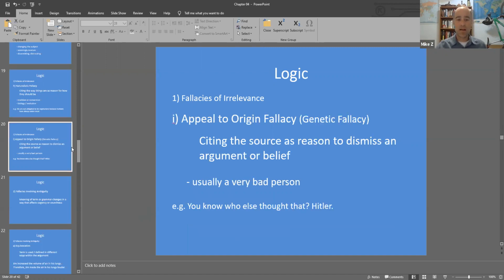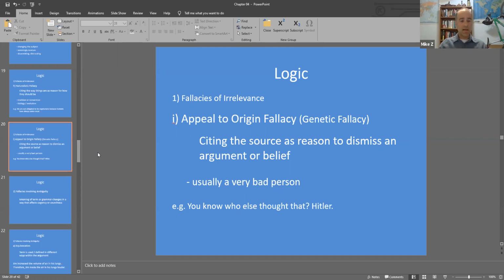So here's another one. This is the last one I'll do for this little presentation. The appeal to origin fallacy, sometimes called the genetic fallacy. And when they call it the genetic fallacy, that doesn't mean it has anything to do with DNA. It's just like, what's the genesis? What's the origin of this idea? So it's citing the source of an idea or an argument as a reason for dismissing the argument itself.